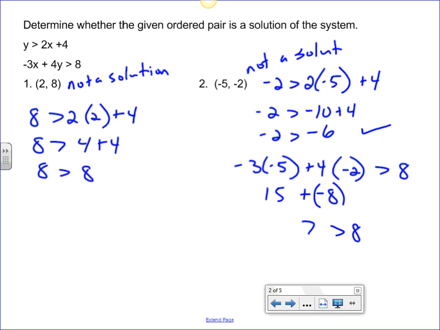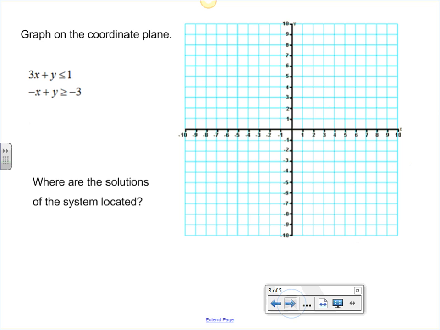So this is not a solution either. If it were to work for both equations, or inequalities, excuse me, then it would be a solution of the system, but since it doesn't, it is not a solution of the system. Okay, so how would I find solutions of this system? I would simply have to graph both of these, and then we're going to find the overlap.